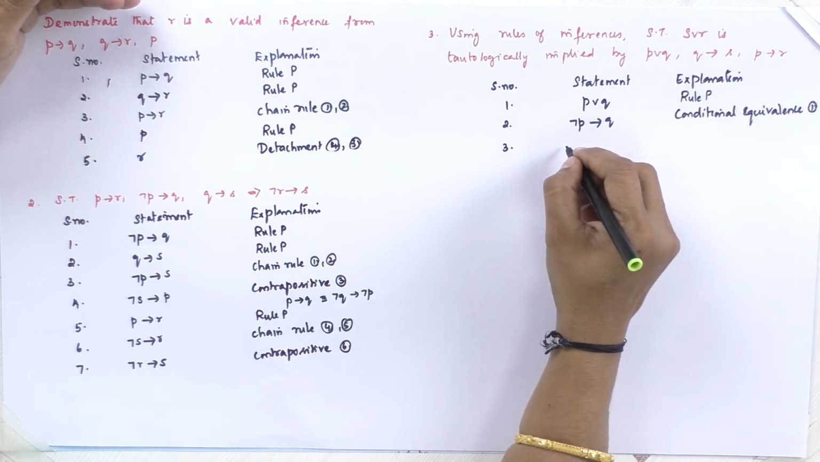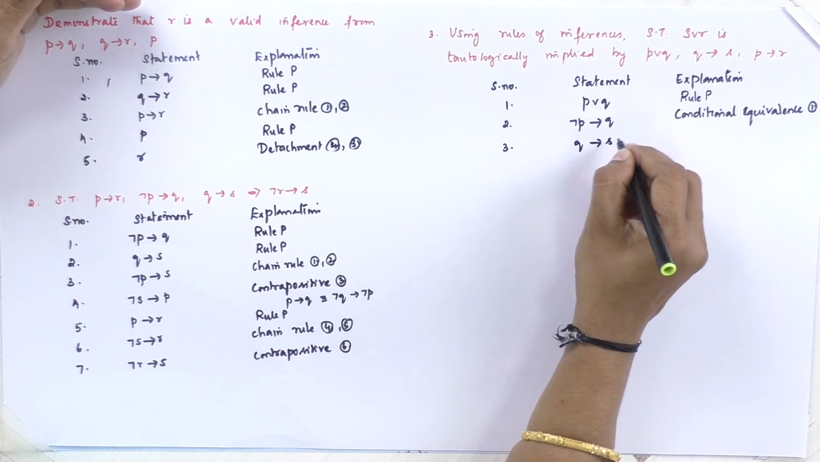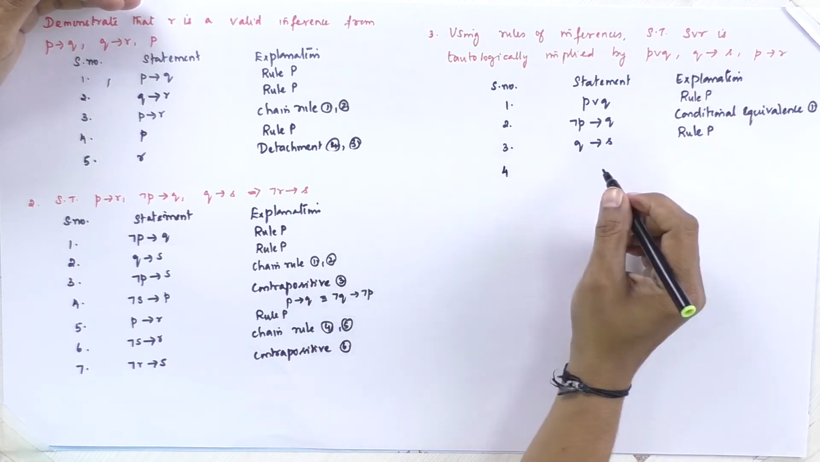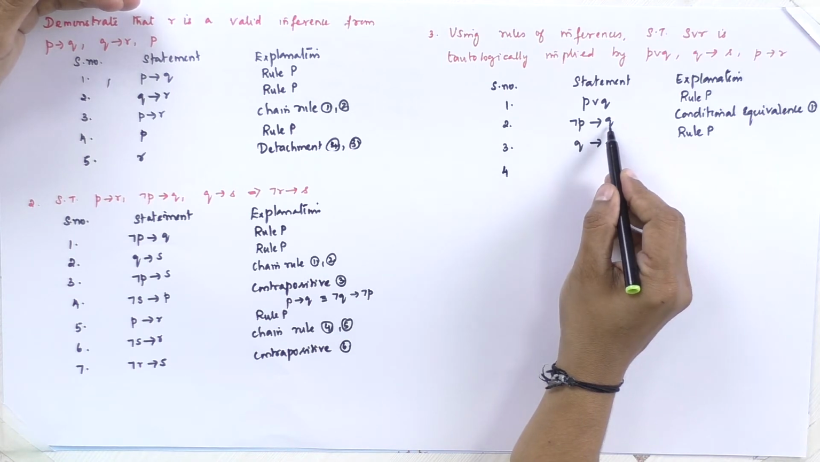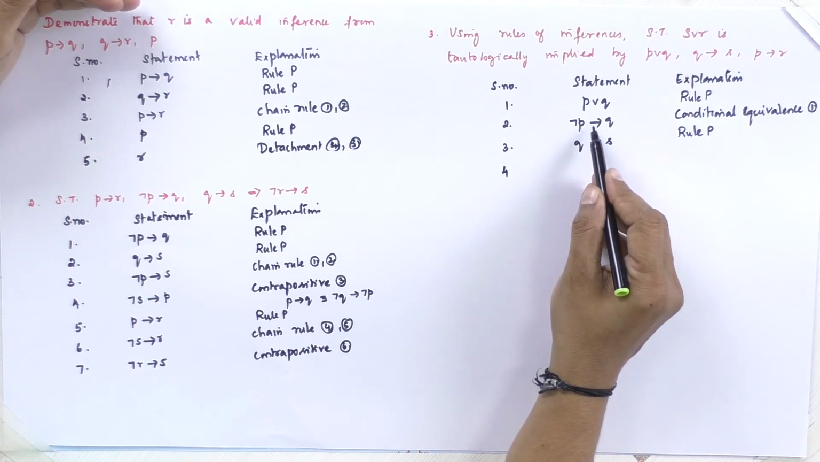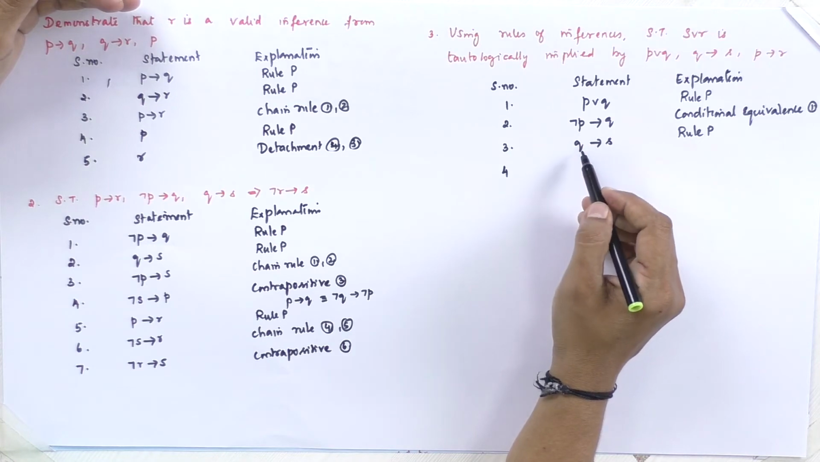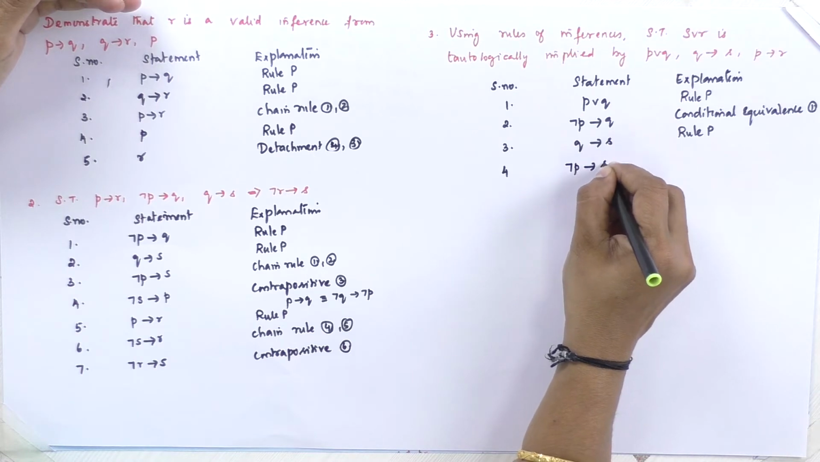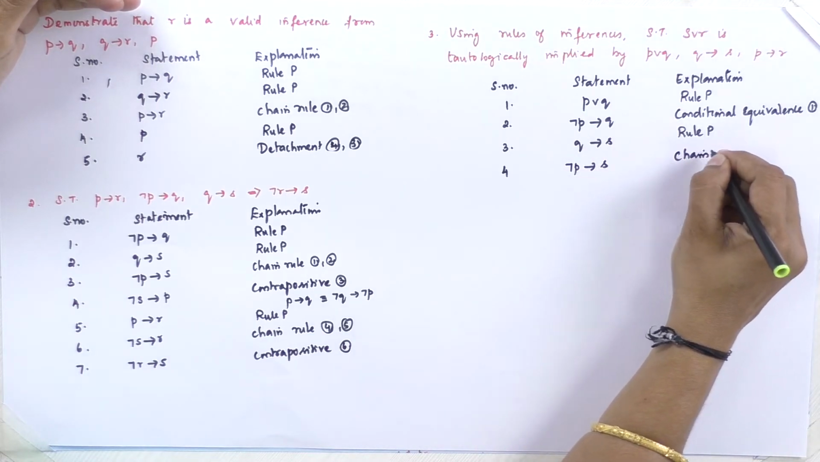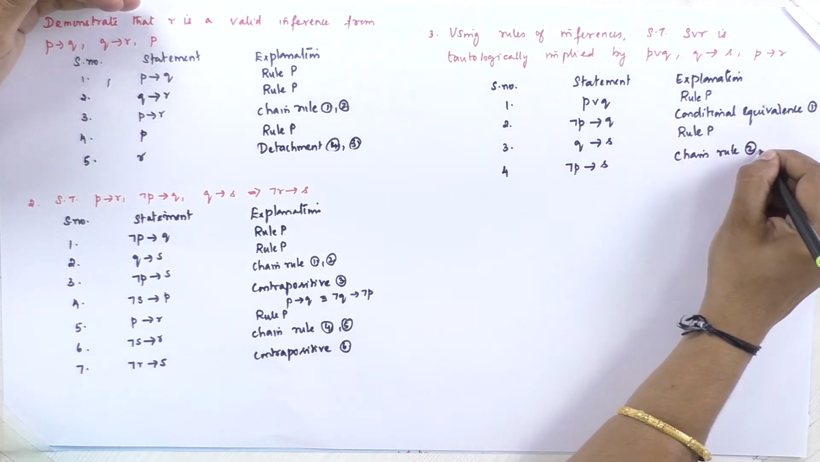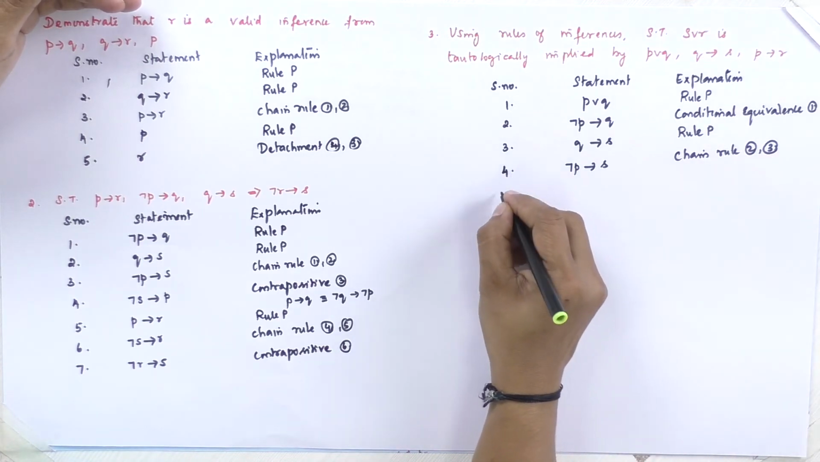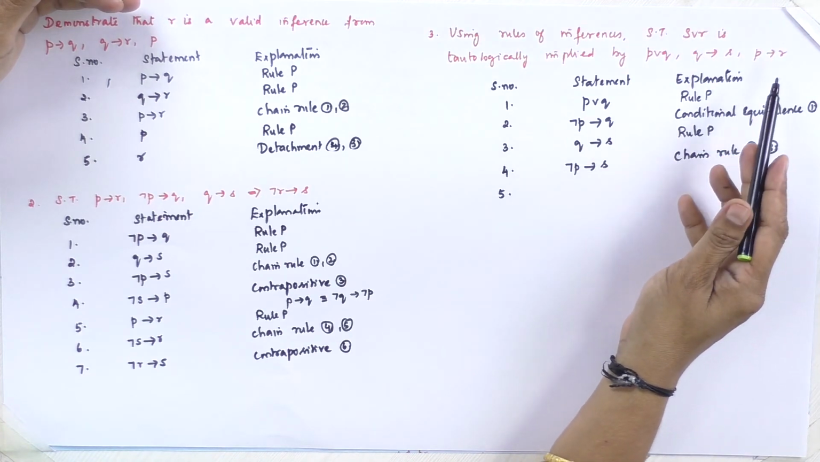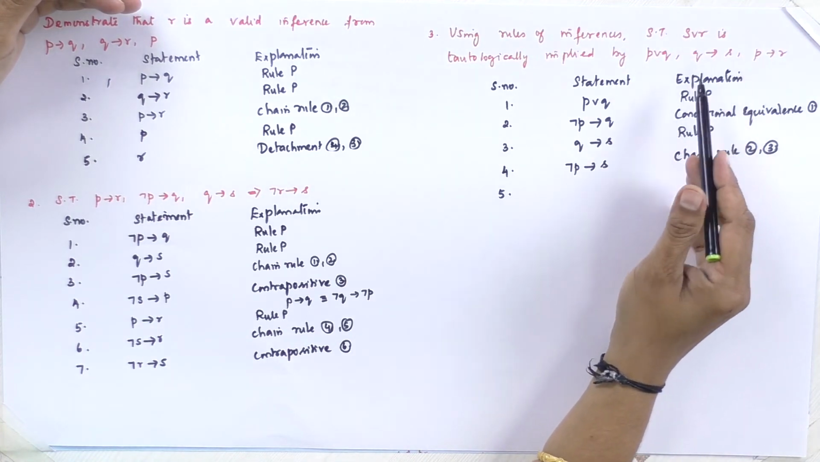So now the next statement we can take is Q conditional S. That is rule P. And next, this statement ends with Q and this statement starts with Q. So what is the rule I can apply for these two? Very good, that is chain rule. So chain rule gives negate P conditional S, chain rule on 2 and 3. Now we have taken these two and we are left with only this, but the thing is that I have got P here.